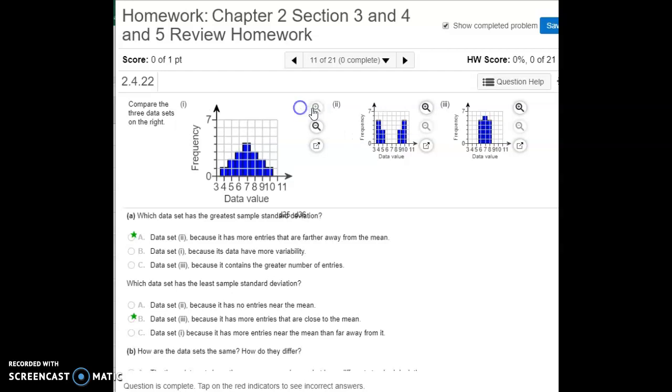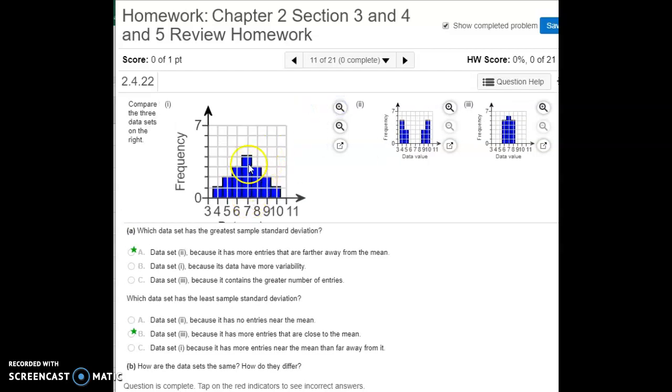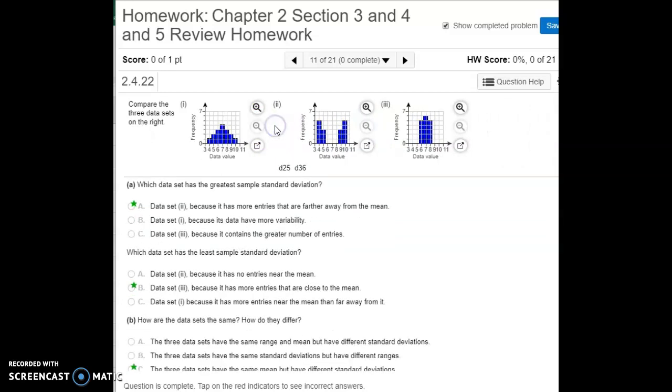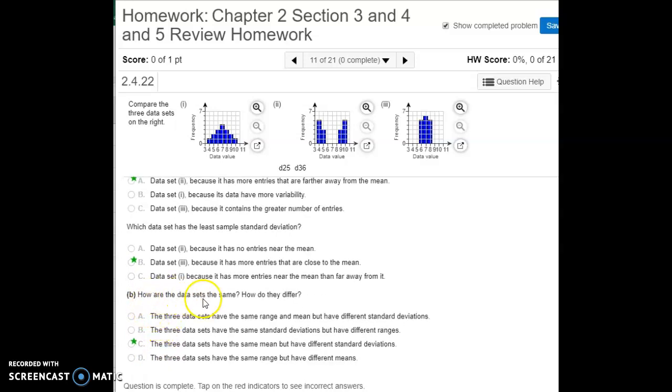Now this graph here also has a mean of 7. 7's in the middle and it's symmetric on both sides. But its standard deviation is going to be in between the other two because there's some data values really close to 7, but then there's some that are bigger and some smaller. It's just kind of evenly balanced and spread out. And so that talks about how the data sets are the same and how they differ. They all have the same mean, but they have different standard deviations.